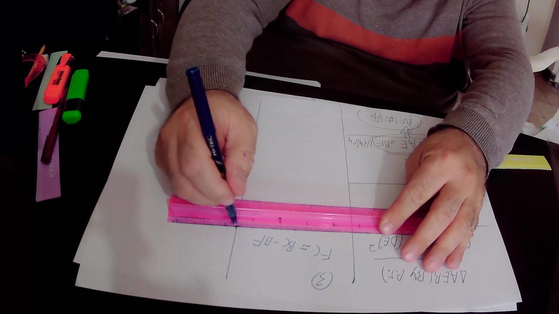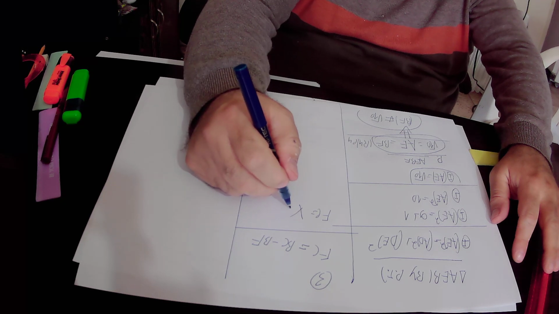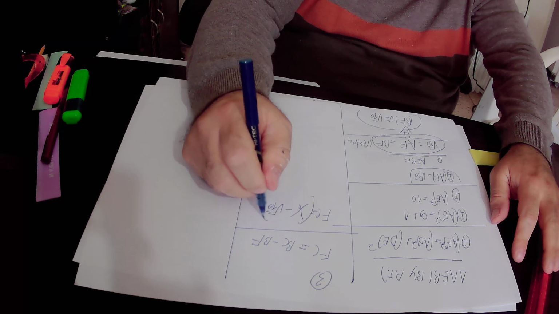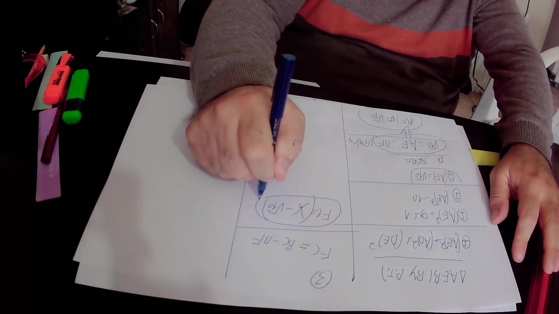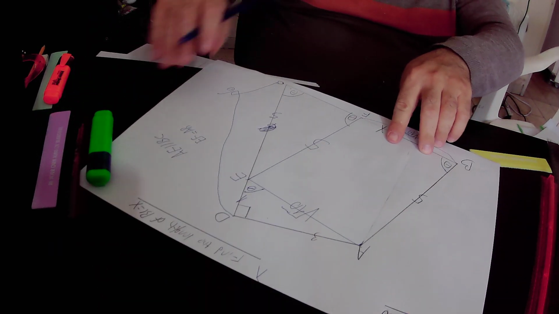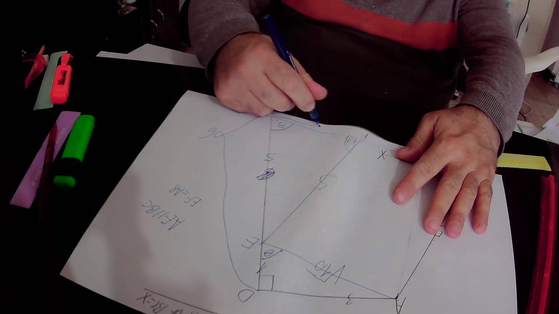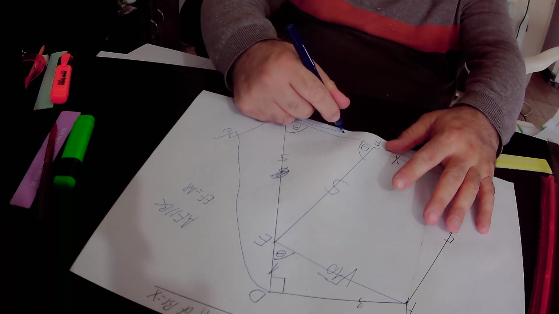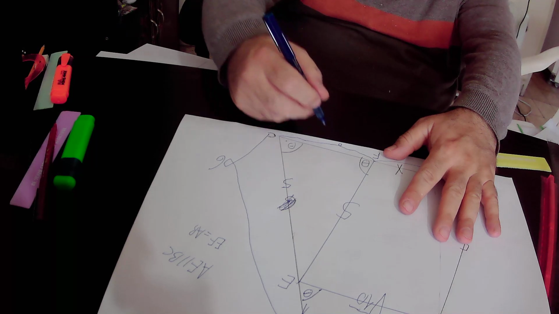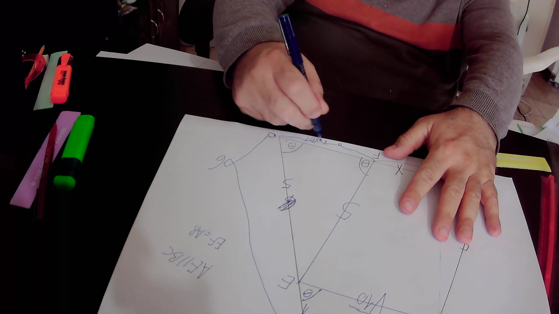So FC equals BC, that is X, minus BF, that is the square root of 10. In conclusion, we found out that FC equals X minus the square root of 10 units. So we can write here that FC equals X minus the square root of 10 units.